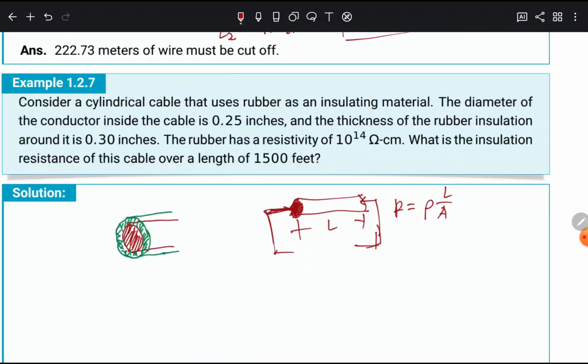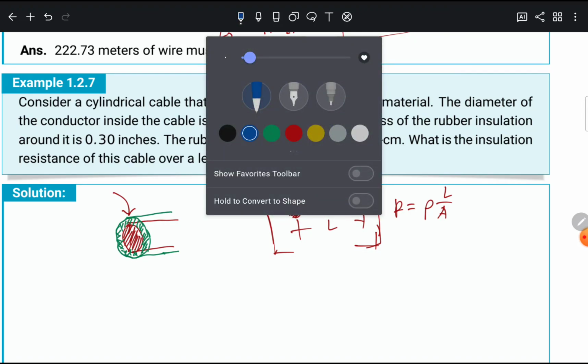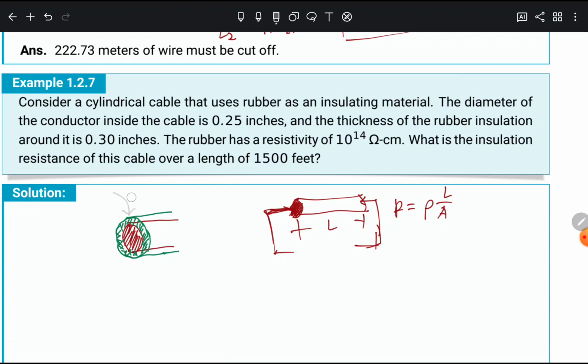Now, in case of an insulation, we are measuring the insulation from here to here. Use another color. From here, oops, to here. Or it can also be the same here and here, because we are measuring the insulation of the cable.